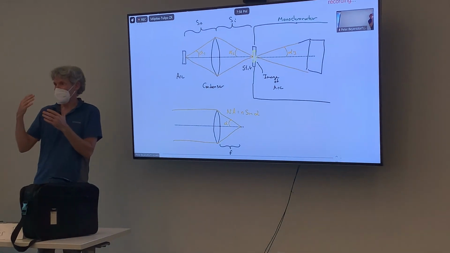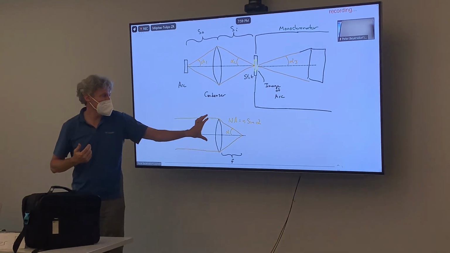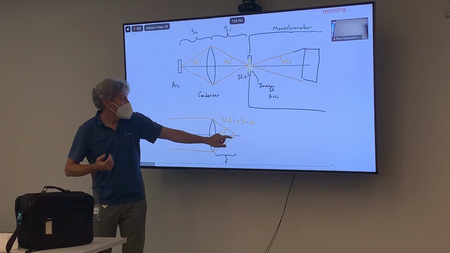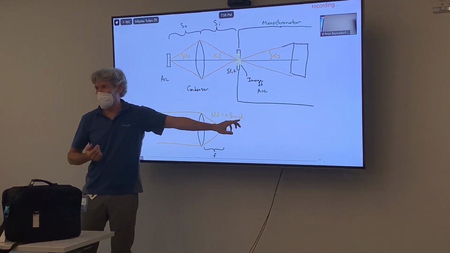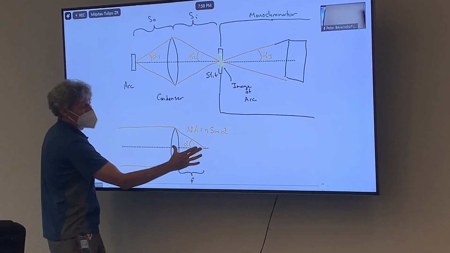Lens, like on the data sheet, it's assuming it's used in this geometry, where collimated light comes in, the light's focused to a point, and the numerical aperture n sine alpha is defined in terms of this angle here. Right? We're looking one focal length away.